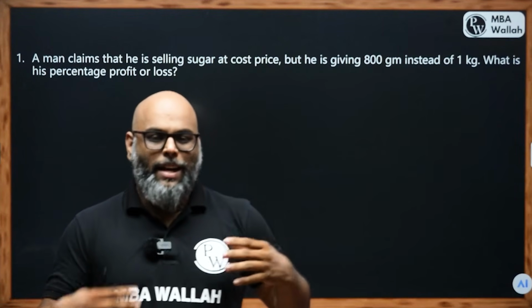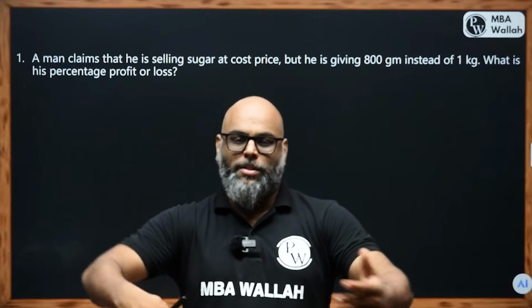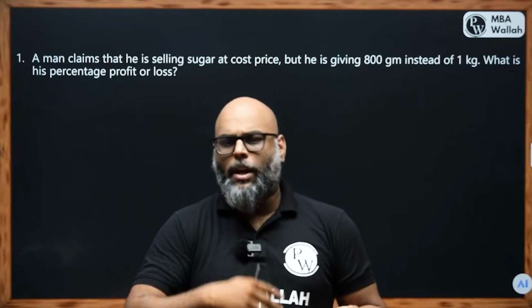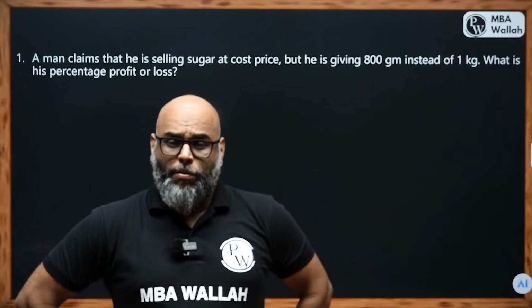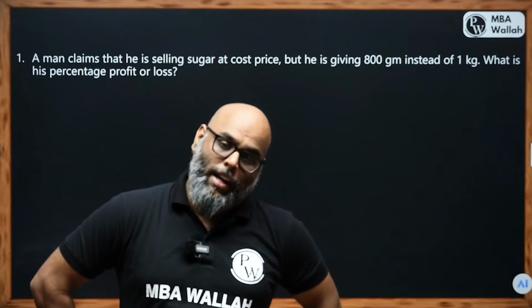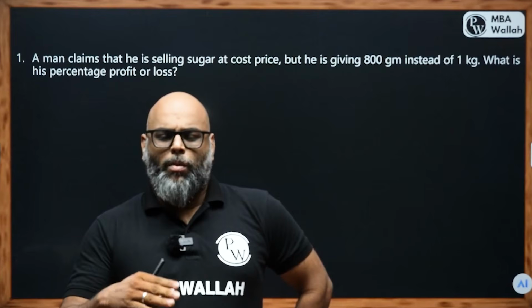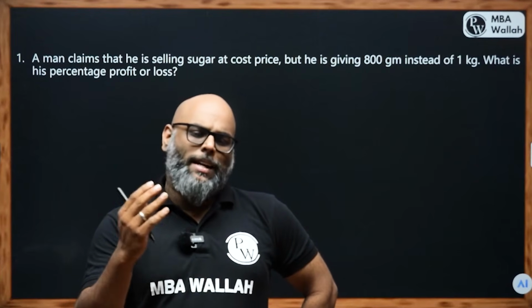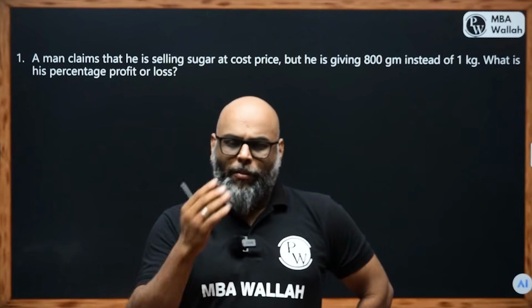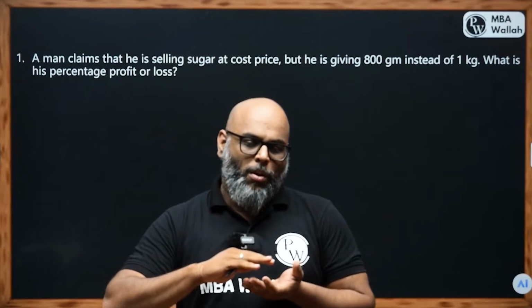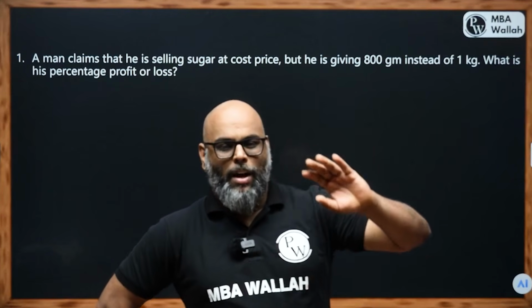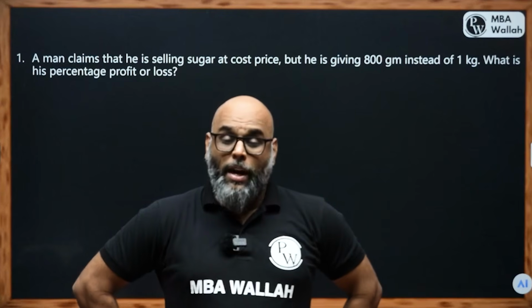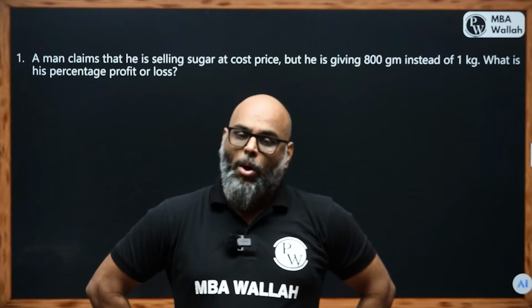So he says that I'm selling it to you at cost price. Whatever price I buy this, I'm selling it to you at the same price. But instead of giving you 1 kg of quantity, he's giving you only 800 grams. In that case, what would be his profit or loss? Obviously, I understand that it is going to be profit, by what percentage? So there is a template that we often follow. We fix a value and then we proceed with it, which makes all these types of problems a lot easier.